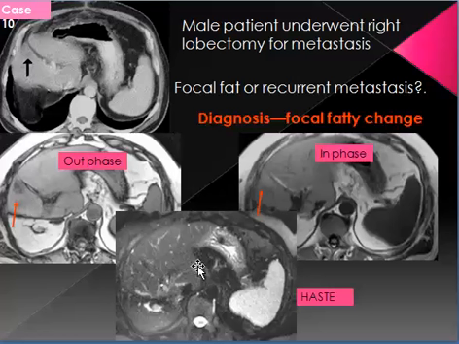In the T2 star it is almost not seen. Here it is blackened, denoting focal fatty change.